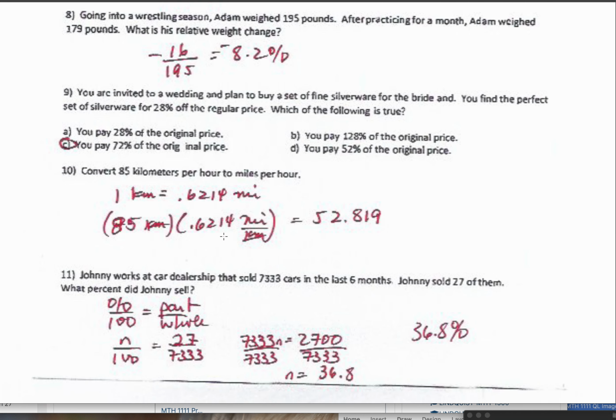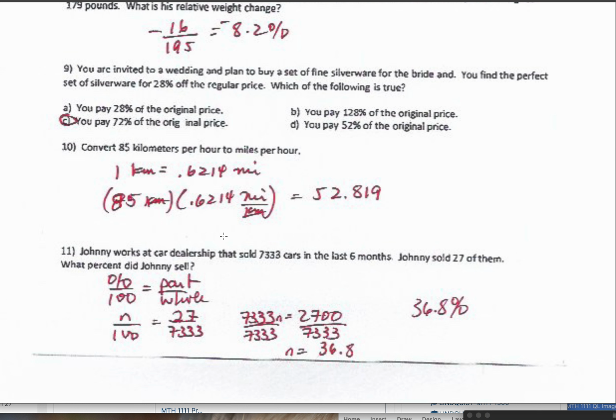Convert 85 kilometers per hour to miles per hour. I didn't write the per hours in the scratch work, but it works. 85 kilometers, and it's 0.6214 miles per kilometer. So if you're doing 85 kilometers per hour and you multiply those two to convert to miles, you're doing 52.819, and you're probably going to be rounding to the nearest tenth, 52.8 miles per hour.